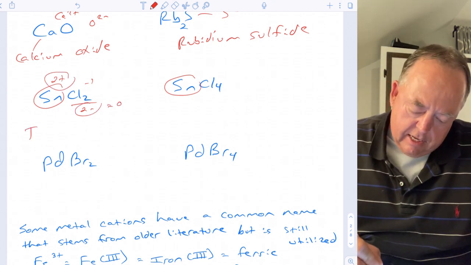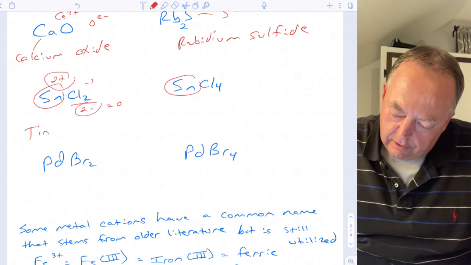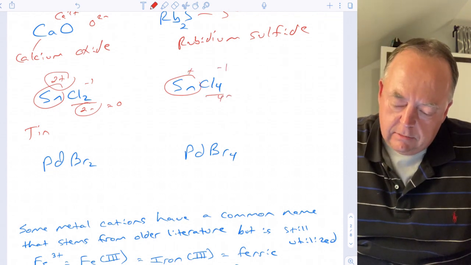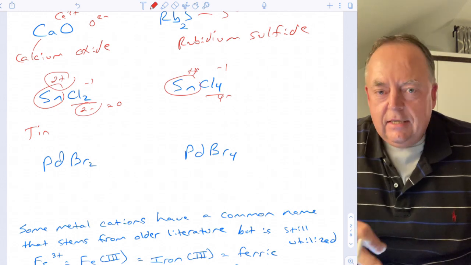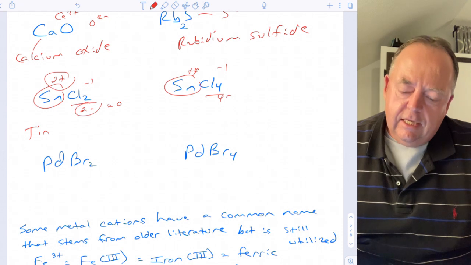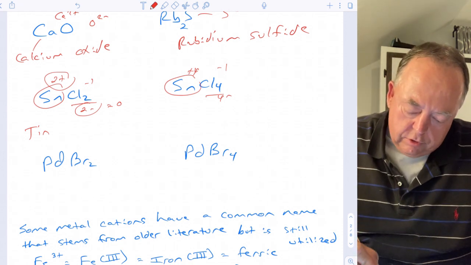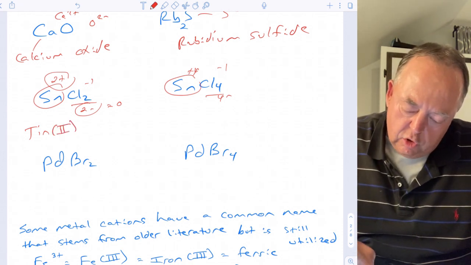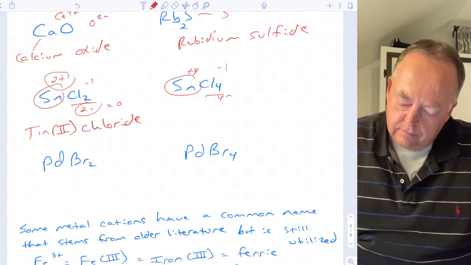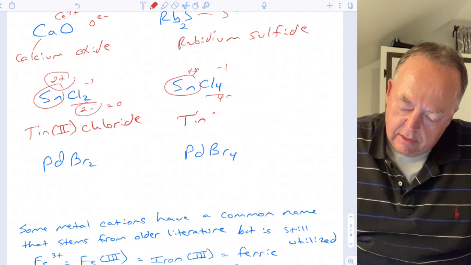So then this would be tin, or if it was here, so this is -1, so that's 4 negatives from the 4 chlorine, so now tin has to be +4. So since tin is a metal that can be different charge states, you have to put the charge in the name and use Roman numerals to do that. So this will be tin(II) chloride, and this will be tin(IV) chloride.